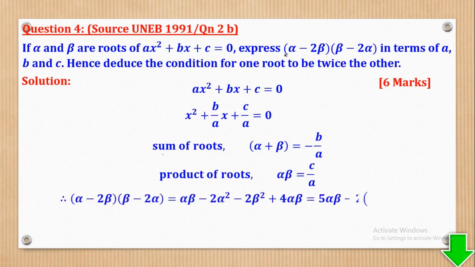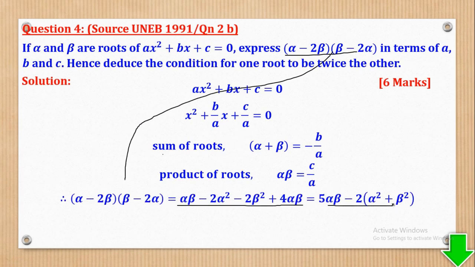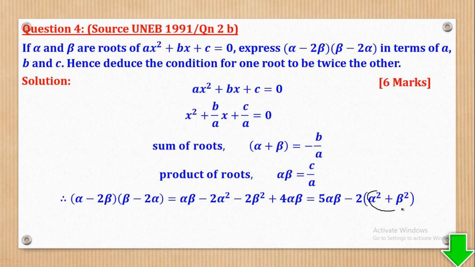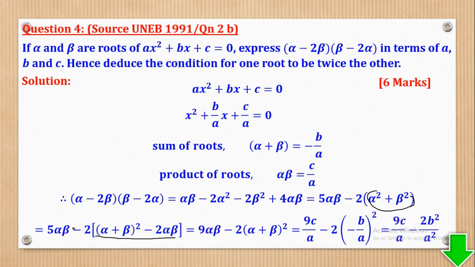But they wanted the value of this, so I shall write it here and expand it to come up with this, simplify it to come up with that. But we also know that this one can be expressed in this form. Therefore, collect like terms, come up with this line, and then substitute. Product was c over a, and sum is negative b over a. So in the end, you come up with 9c over a minus 2b squared over a squared. So we have expressed this in terms of a, b, and c.